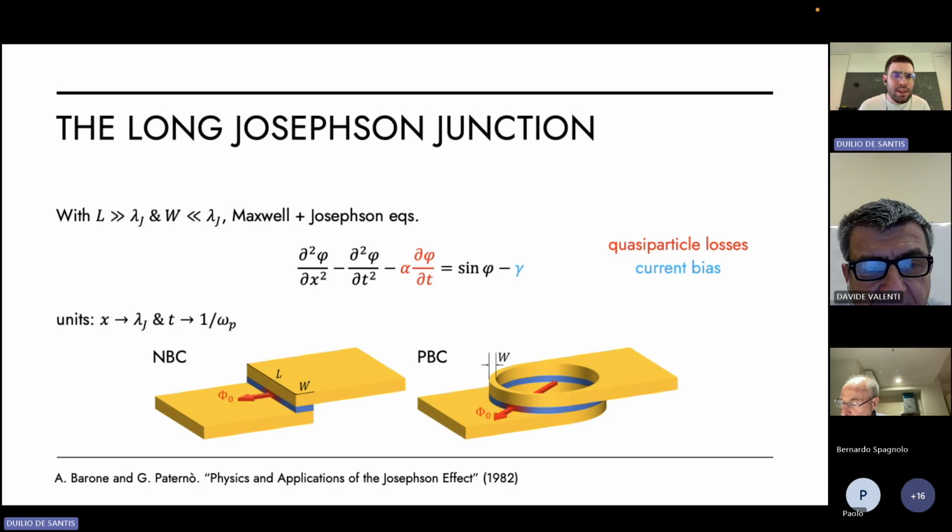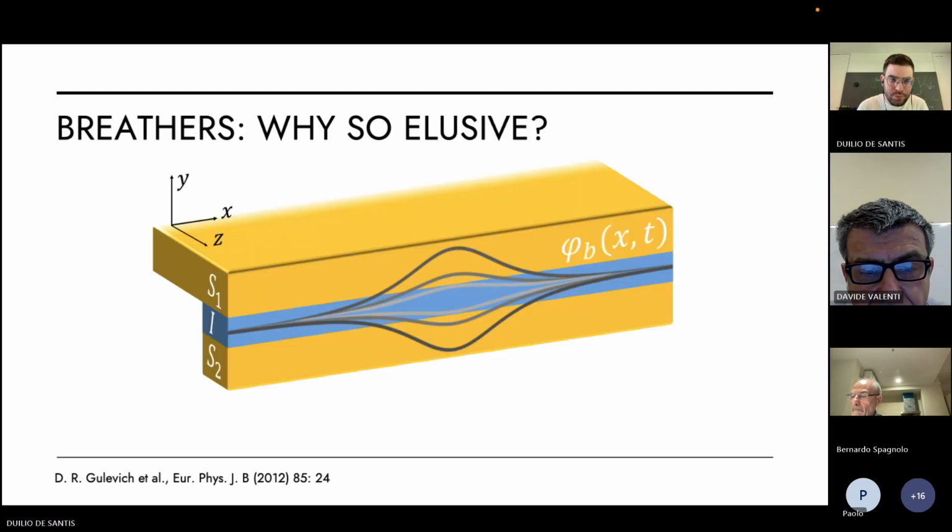And we can study different geometries. For example, on the left, I'm showing you the so-called overlap geometry, which actually corresponds to Neumann-type boundary conditions for this sine-Gordon equation. But we also can study other geometries. For example, the so-called annular geometry, which corresponds to periodic boundary conditions. So there is a lot of interesting physics that we can realize with these long junctions.